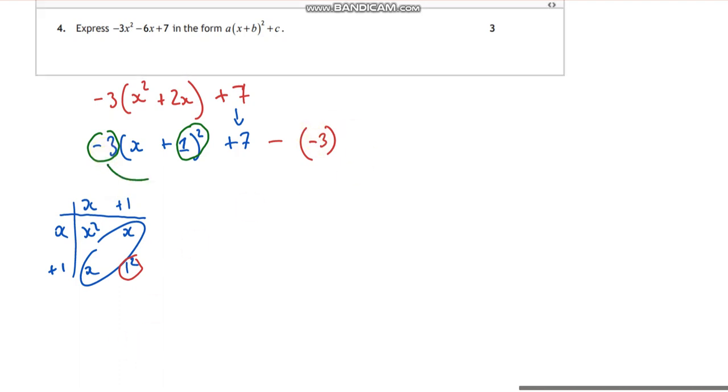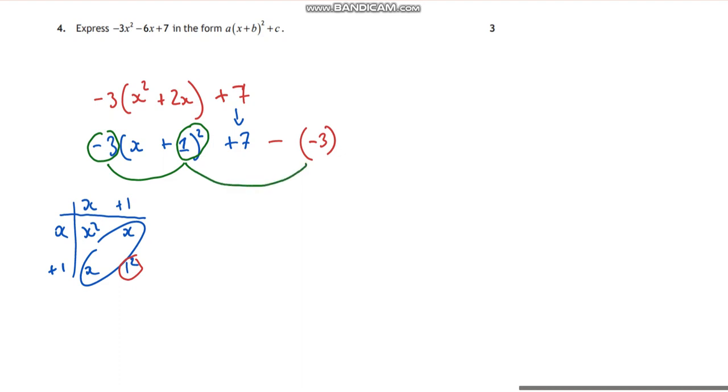So -3 times 1 squared gives me this, and maybe, you know what, I'll write it slightly differently just to make it really clear what I've done there. So I've done -3 multiplied by 1 squared, which is obviously the same as -3. So now I can rewrite that. I can say, okay, so that's going to give me -3 (x plus 1) squared plus 7. If I take away -3, adding on 3, so I'm going to get plus 10.